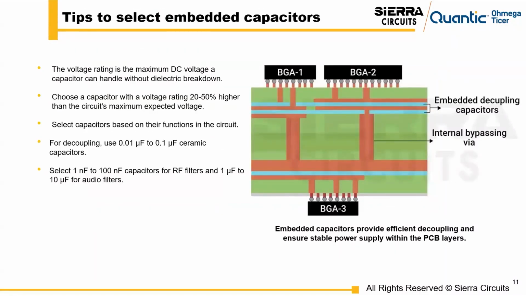So some other tips for selecting your embedded capacitors: always select a capacitor with a voltage rating 20 to 50% higher than the maximum expected voltage in your circuit. You can use ceramic capacitors in the range of 0.01 to 0.1 microfarads. And for RF filters, you can select capacitors between 1 and 100 nanofarads.